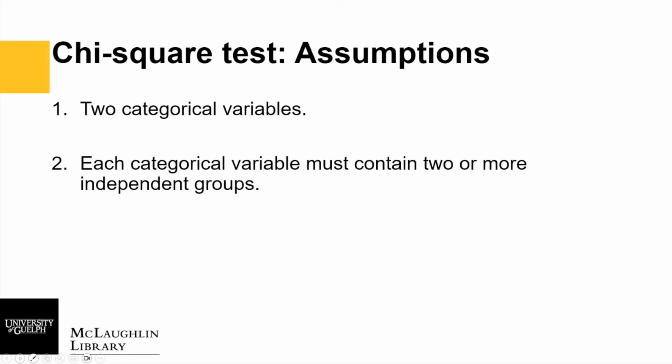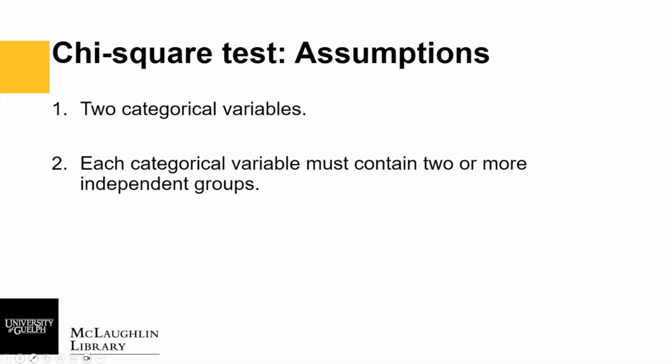The assumptions of the chi-square test. Number one, you need two categorical variables. They need to be in those buckets. And number two, each categorical variable must contain two or more independent groups. So I'll say it again, two categorical variables, and those variables must contain two or more independent groups. You could have, for example, male and female participants. You could ask for their favorite color. Maybe it's blue, maybe it's green, maybe it's purple.